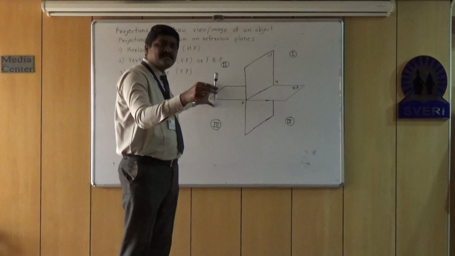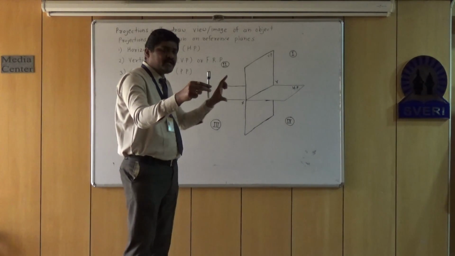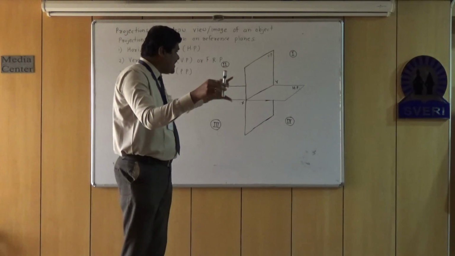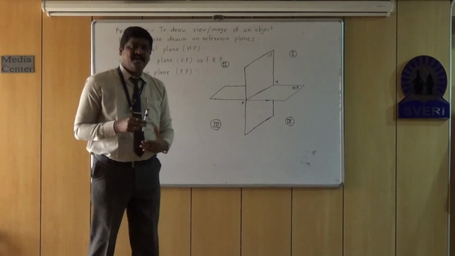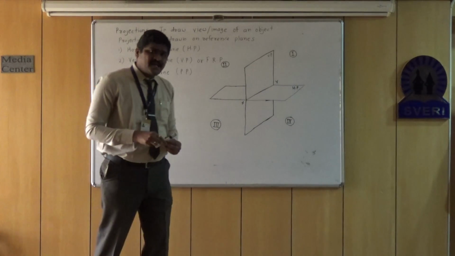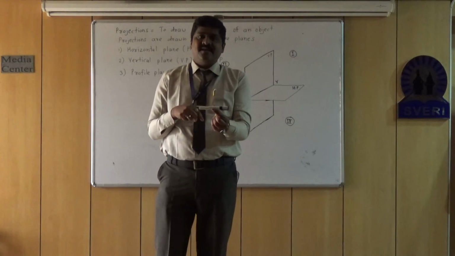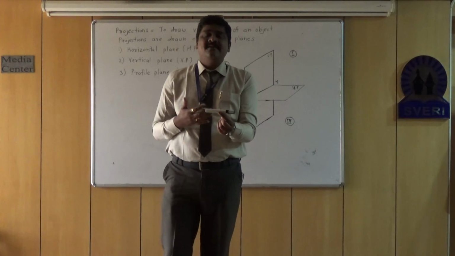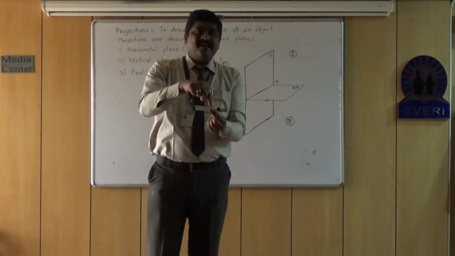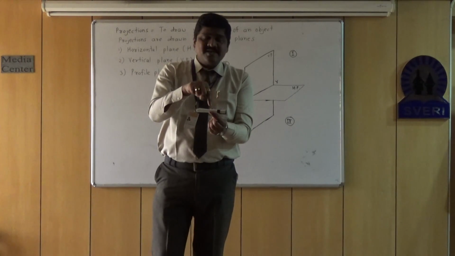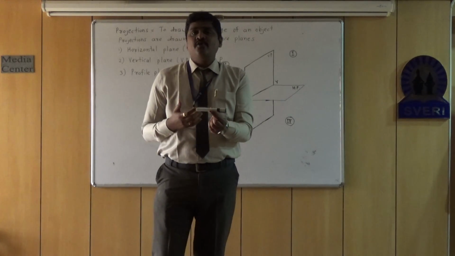So this can be called as the front view of the object, and naturally the front view of the object is obtained in the VP or vertical plane, that is FRP. Similarly, if you wish to see the object from top side, then once again let us imagine that the rays of light are incident on this object from top side, and we will obtain the image of the object in HP. It is called as top view of the object.